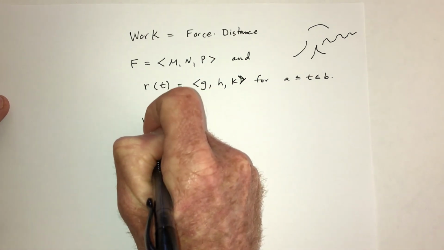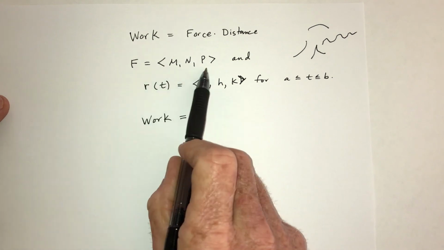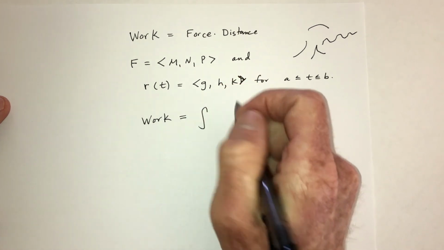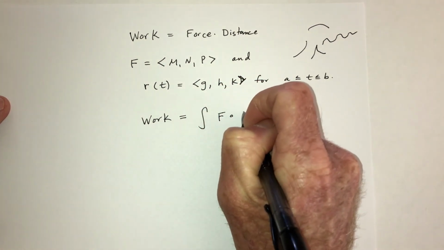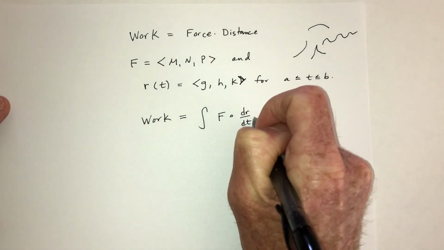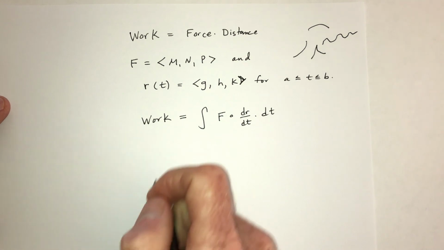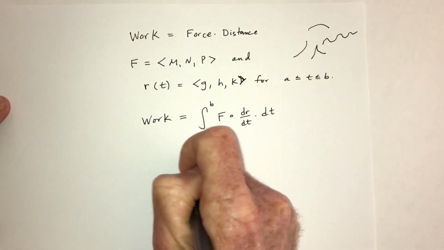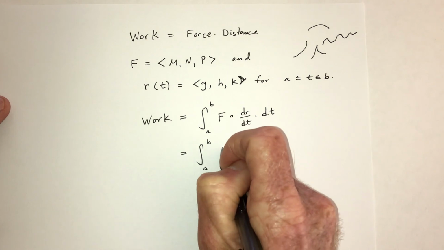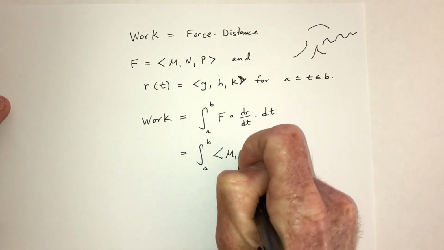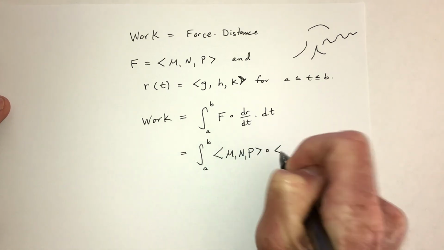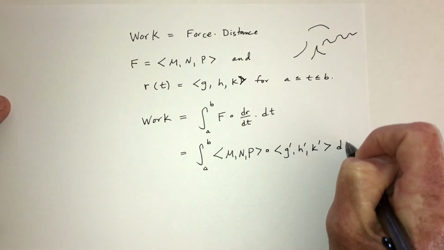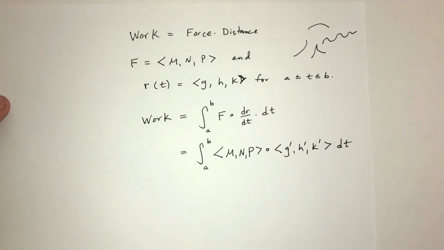So then work. If this was the amount of force, and this is the path that you're following, then the work is going to be multiply those two in the form of F dot product the derivative of r with respect to t, and then we'll integrate with respect to t, with t going from a to b. So in other words, it's going to be the integral from a to b of the F function, which is M, N, P, dot product with the derivative, and then integrate from a to b.